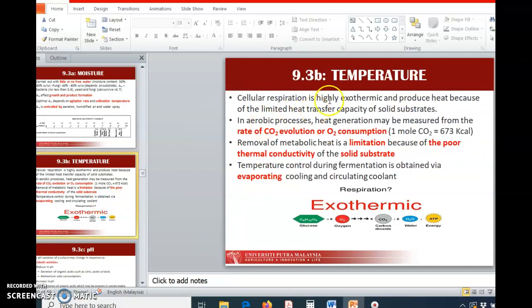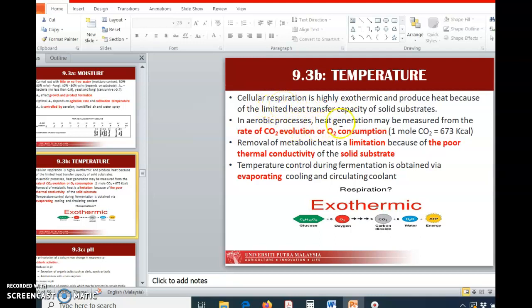Okay, we must also control the temperature inside the fermentation tank. Cellular respiration is highly exothermic, meaning that it produces heat, because cellular respiration is a catabolic process, and one of the byproducts is heat. And the second thing is because there is limited heat transfer capacity of solid substrate. Compared to the liquid substrate, liquid can allow higher heat transfer, but if you use solid substrate, it will allow less heat transfer.